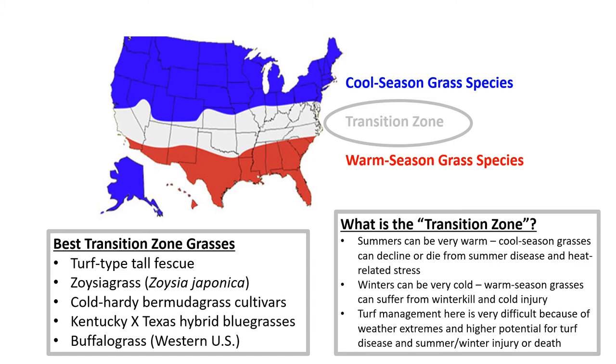So to be a turf manager in that part of the world can be very challenging, and it creates a relatively short list of grasses that'll perform well in a transition zone. So there's a few cool season grasses like turf type tall fescue and the Texas hybrid bluegrasses that'll do well there as far as cool season grasses. But then not all the warm season grasses will perform well there because we can get winter kill if they don't have sufficient winter hardiness. So a few zoysias and Bermuda grasses and buffalo grass will do well there.